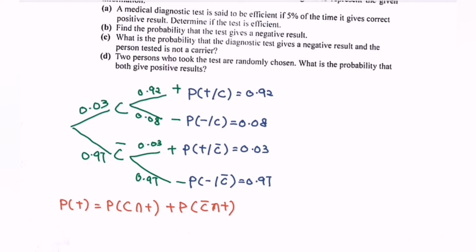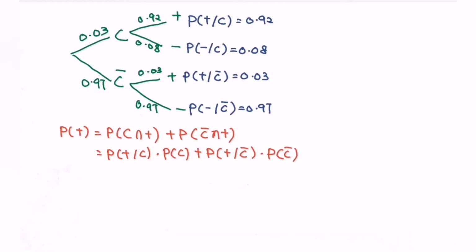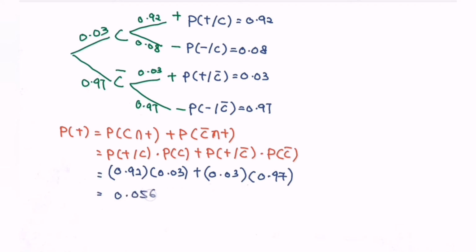So referring to the situation, we have the probability that we have positive, given that it's a carrier, multiplied with the probability for the carrier, plus the probability that we have a positive, given that it's not a carrier, multiplied with the probability that we have non-carrier. So kindly refer to the branches and substitute the values. Referring to the branches where we have the positive, we have 0.92 multiplied with 0.03 plus 0.03 multiplied with 0.97. By referring to the calculator, we have 0.0567.